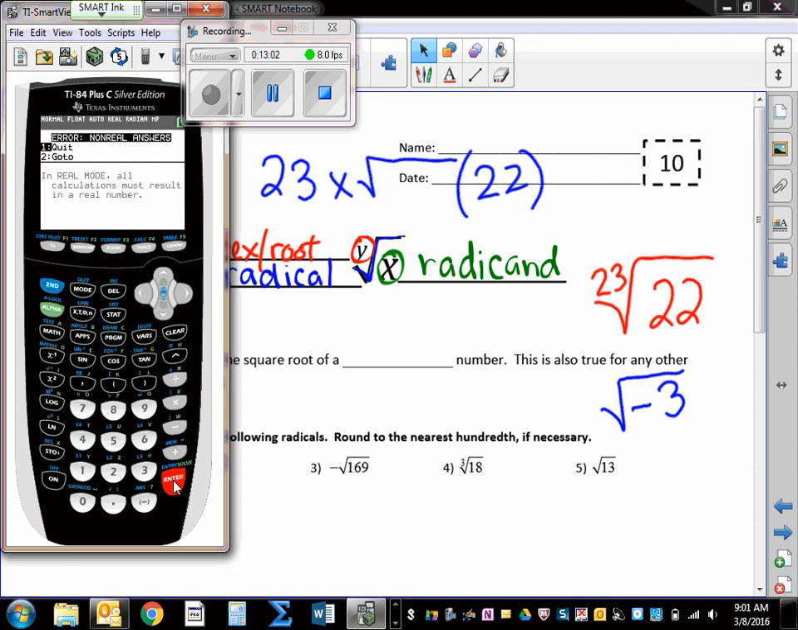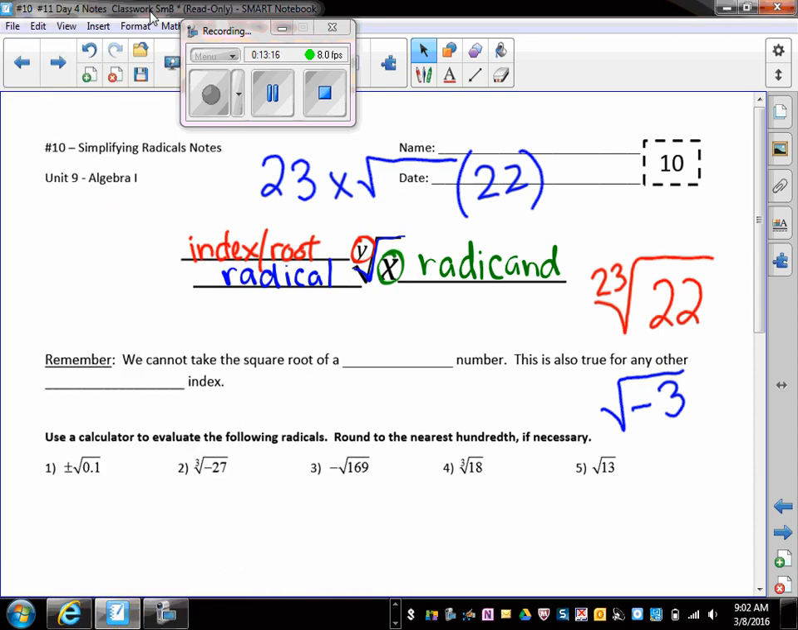So we cannot take the square root of a negative number. When we have a negative number underneath the square root, it's going to give us an imaginary number. But we're not dealing with imaginary numbers in here. You'll deal with that in algebra 2. So for us, we do not have an answer. So that's our next spot here. Remember, we cannot take the square root of a negative number.